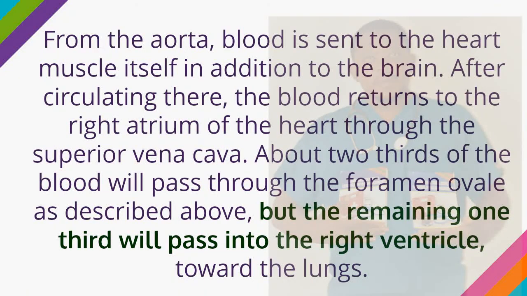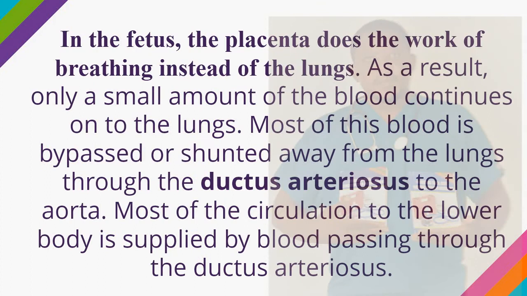About 2/3 of the blood will pass through the foramen ovale as described above, but the remaining 1/3 will pass into the right ventricle, toward the lungs. In the fetus, the placenta does the work of breathing instead of the lungs. As a result, only a small amount of the blood continues on to the lungs. Most of this blood is bypassed or shunted away from the lungs through the ductus arteriosus to the aorta.